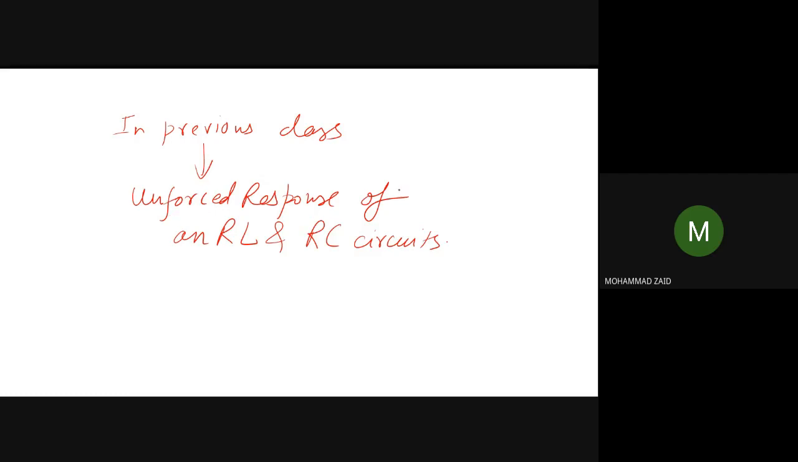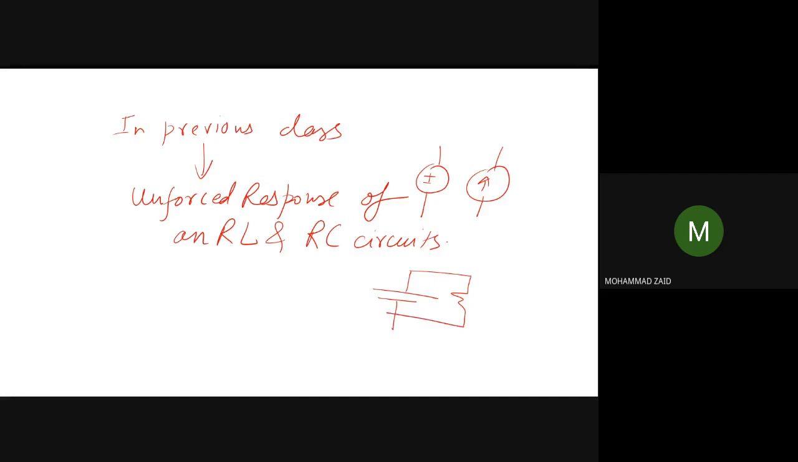In that case, we have not considered any external source, for example, a voltage source or a current source, to be connected permanently to a RC circuit. So if you remember, we have considered circuits such as this, in which you have a capacitance and a resistance.